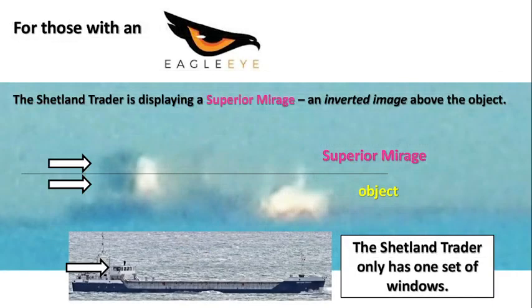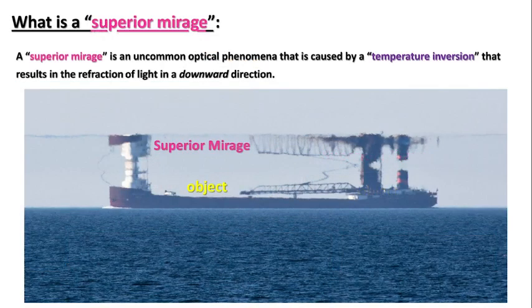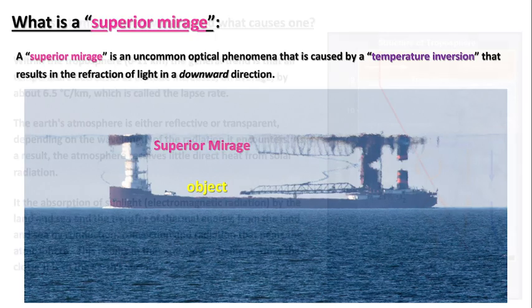For those with an eagle eye, the Shetland trader is displaying a superior mirage, an inverted image above the object. The Shetland trader only has one set of windows. What is a superior mirage? A superior mirage is an uncommon optical phenomenon that is caused by a temperature inversion that results in the refraction of light in a downward direction.